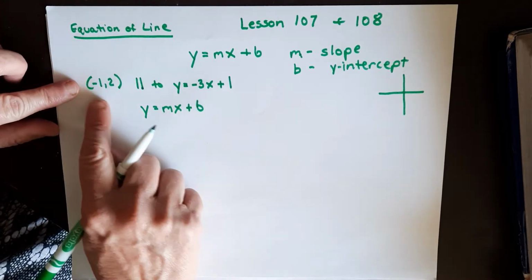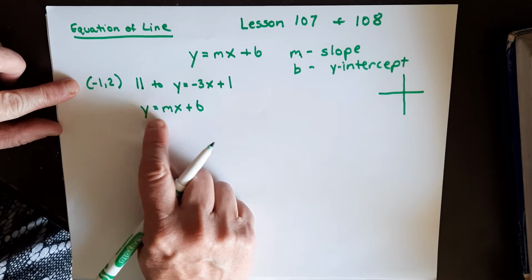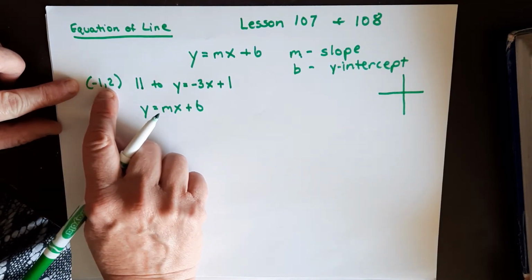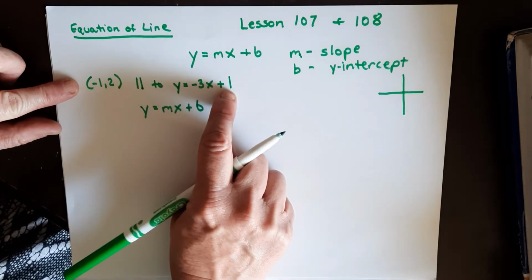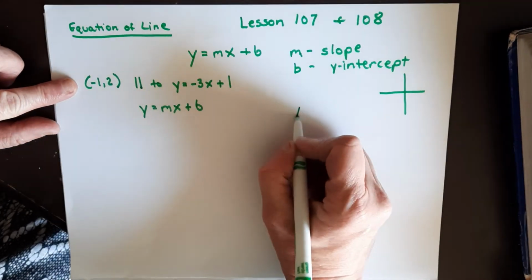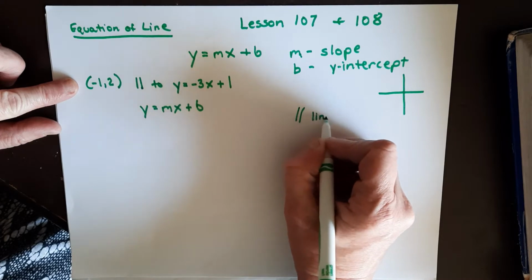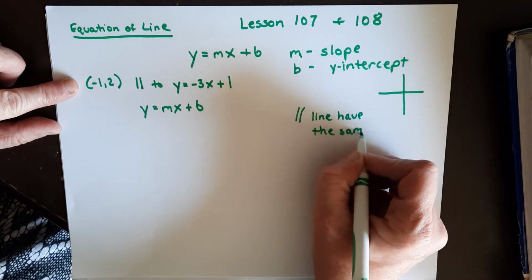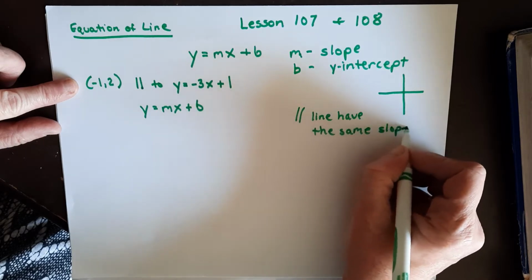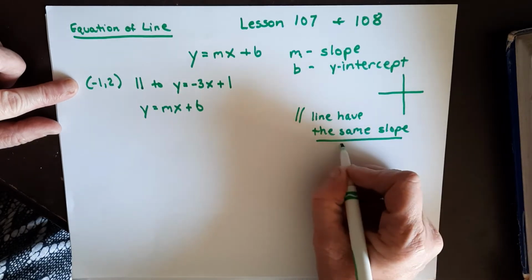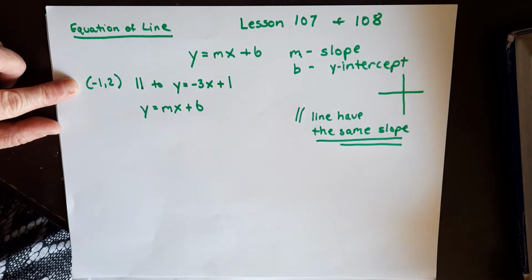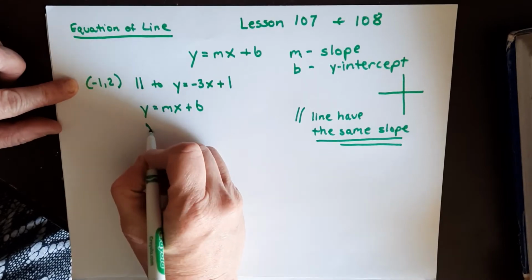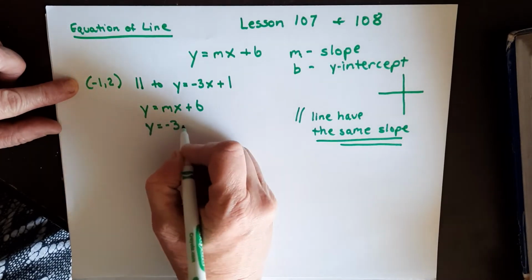First of all, we want to fill in the slope. The line that goes through the point (-1, 2) is also parallel to this line. Parallel lines, as we wrote today in class, have the same slope. That's really important to remember. Parallel lines have the same slope, but different y-intercepts. So the slope of this line right here is easy. It's -3. So we can fill that part in for our new line.